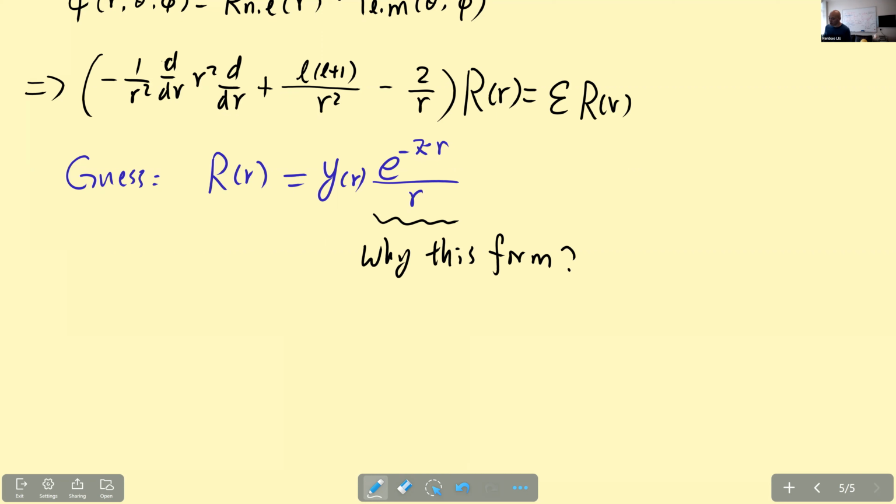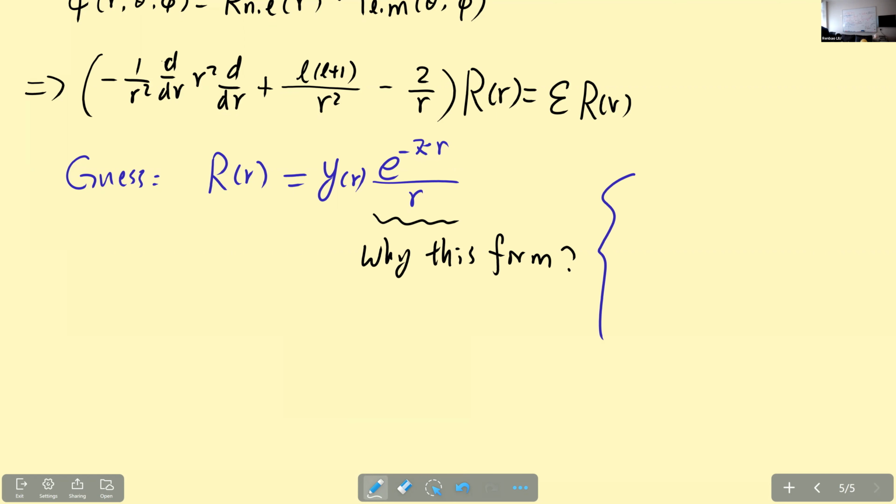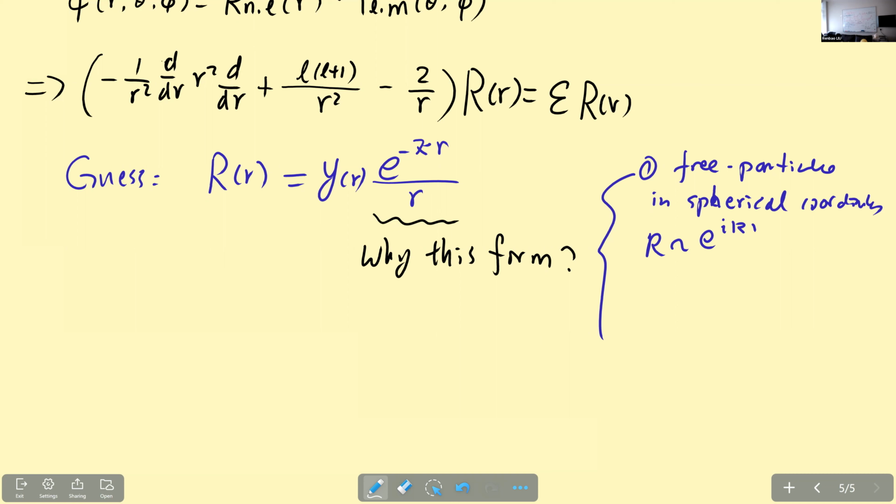Okay. So there are actually two reasons. There are two considerations. First of all, for the free particles, in the spherical coordinates, you know the solution is e to the i k r over r. So it's called a spherical wave.